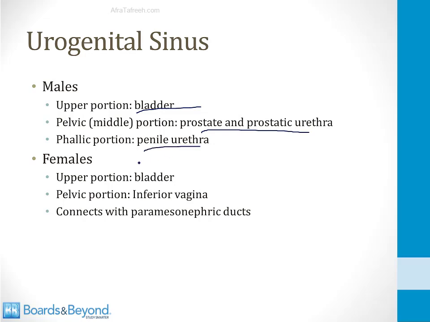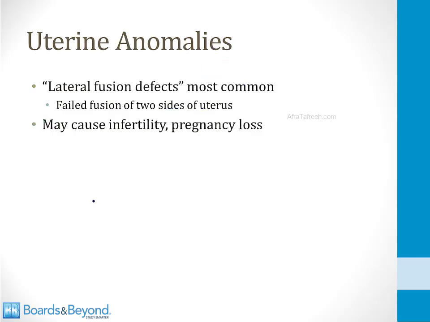In females, the upper portion of the urogenital sinus also forms the bladder, so you can just remember that the bladder always comes from the urogenital sinus, no matter whether it's a male or female child. The pelvic portion of the urogenital sinus in females, however, forms the inferior vagina and connects with the paramesonephric or Müllerian ducts. So in females, the inferior vagina comes from the urogenital sinus, and the superior vagina comes from the Müllerian ducts.